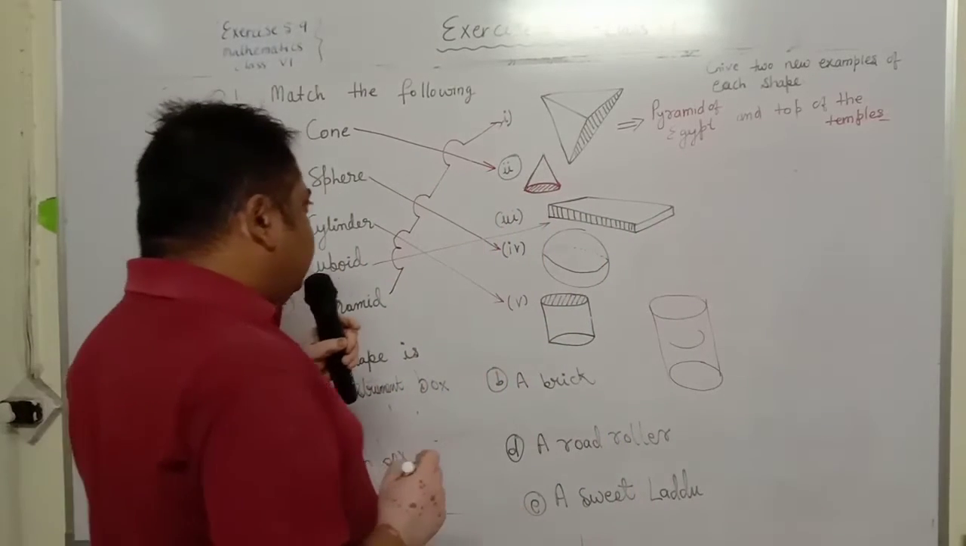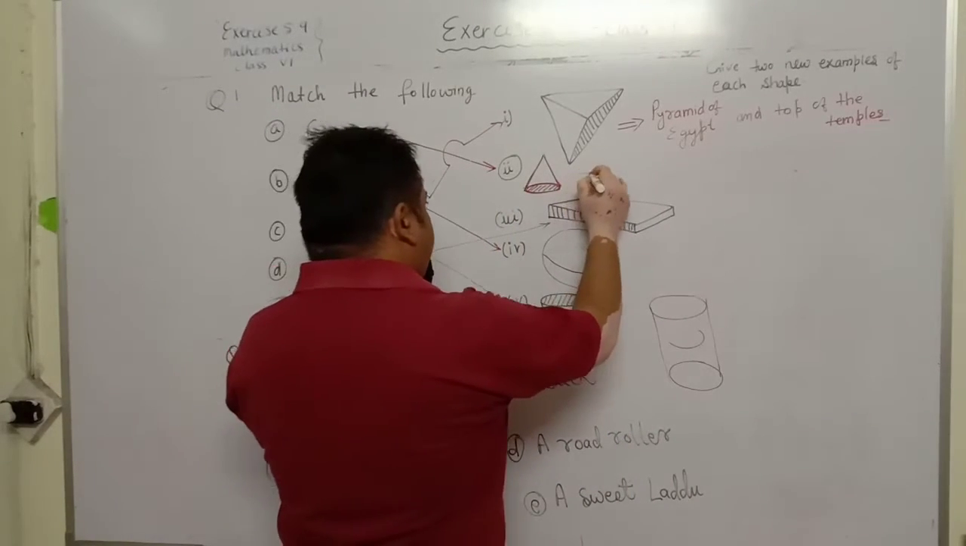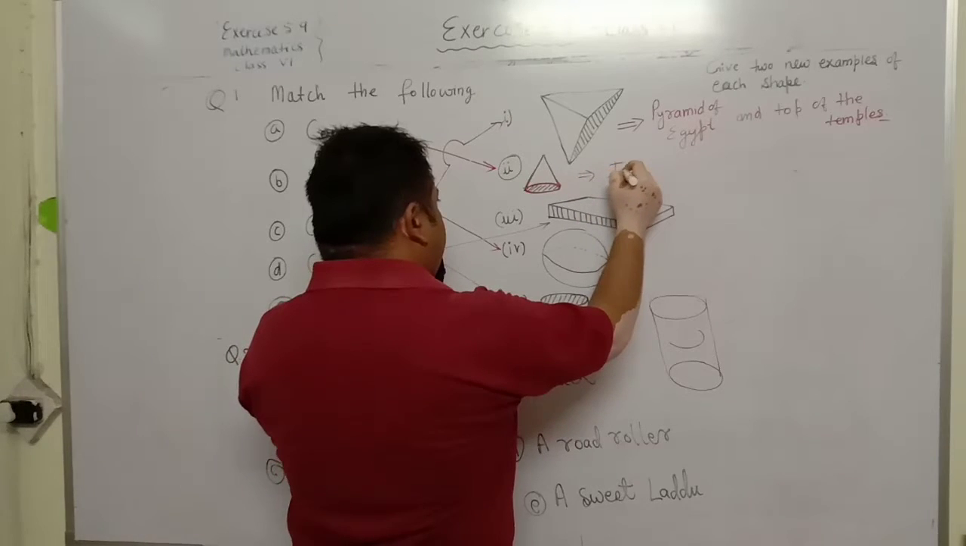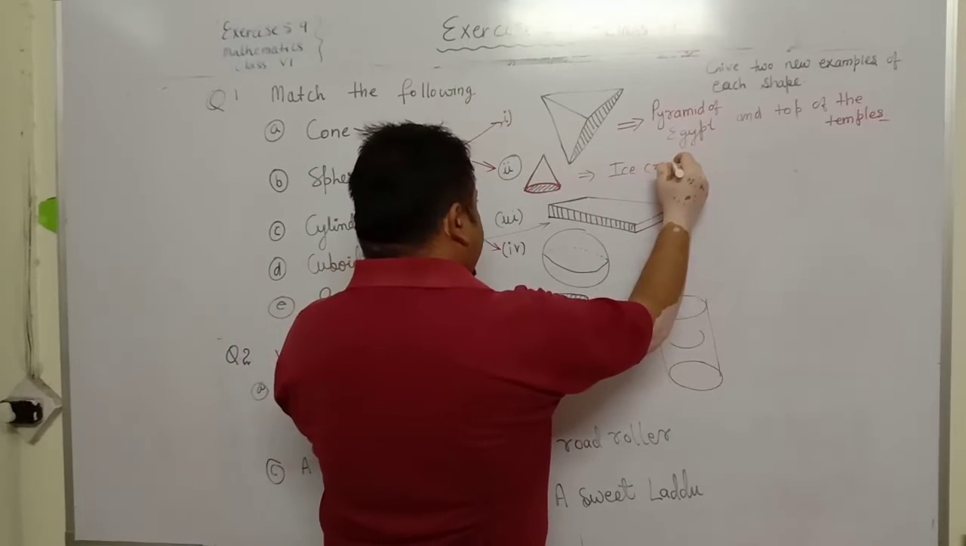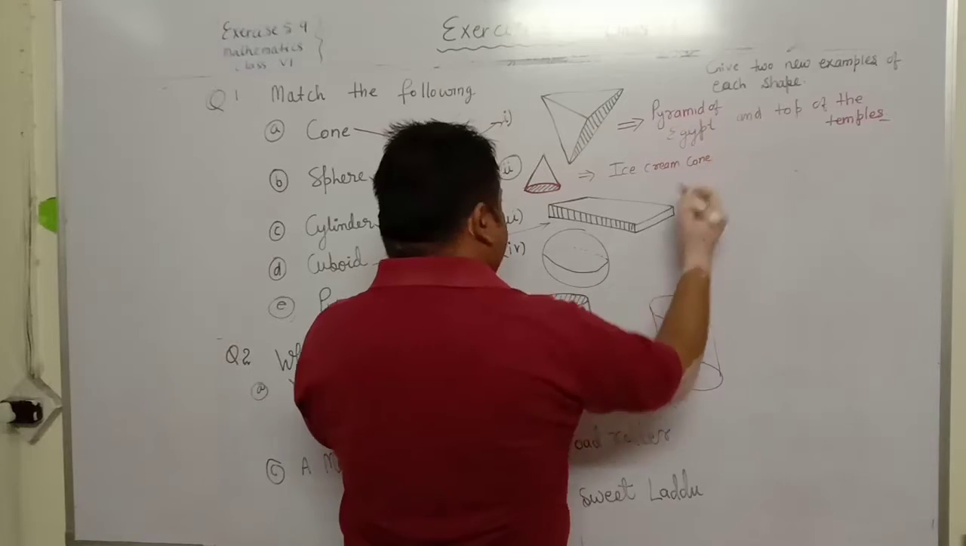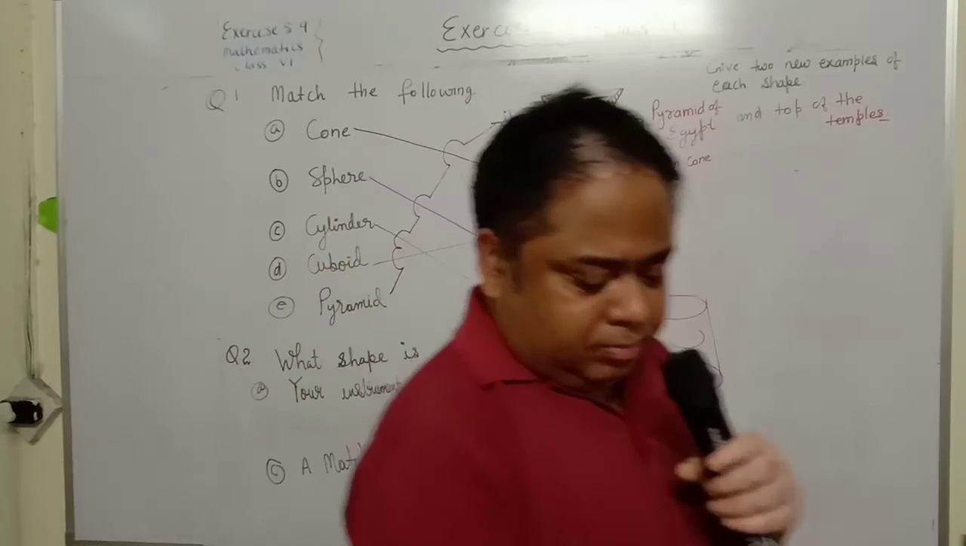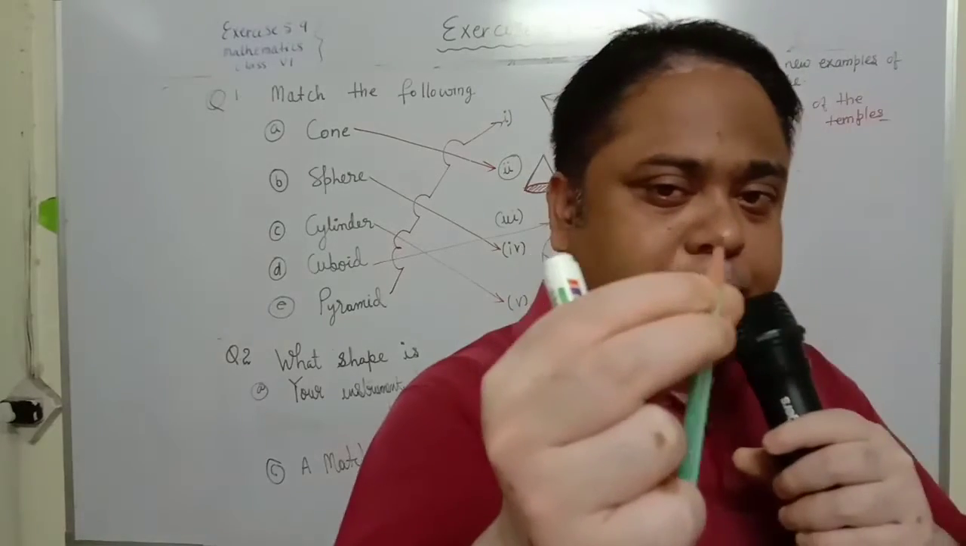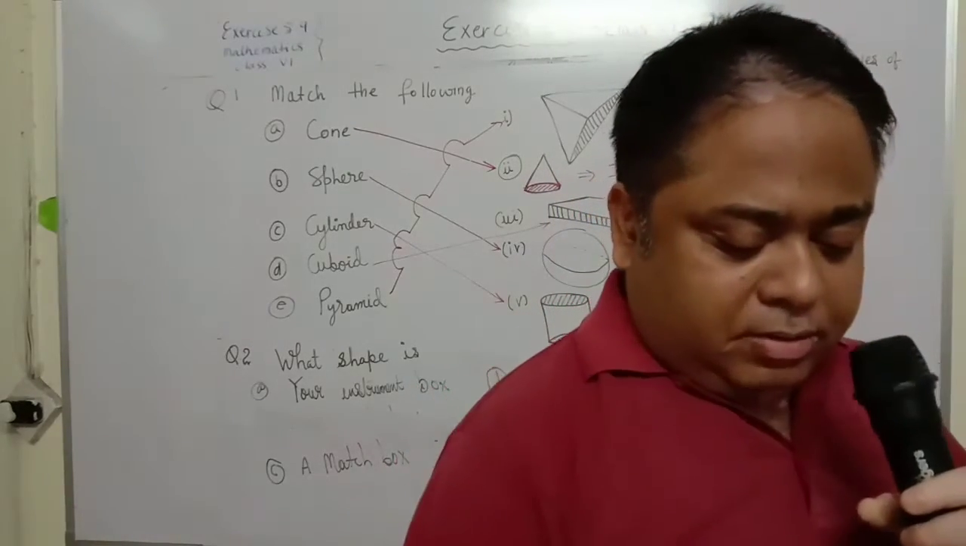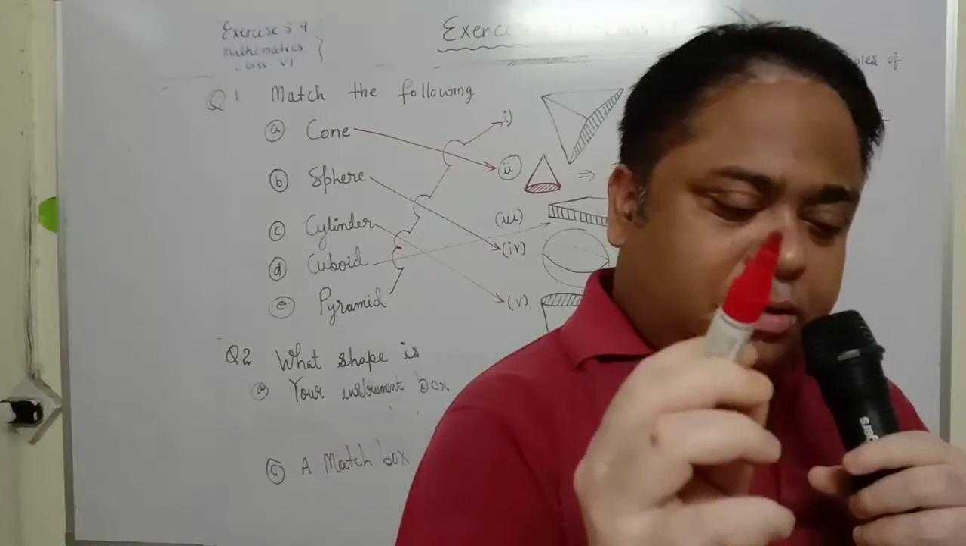Next is cone. Two examples of cone could be an ice cream cone and the tip of the pen and pencil. The tip of the pen or pencil is conical.